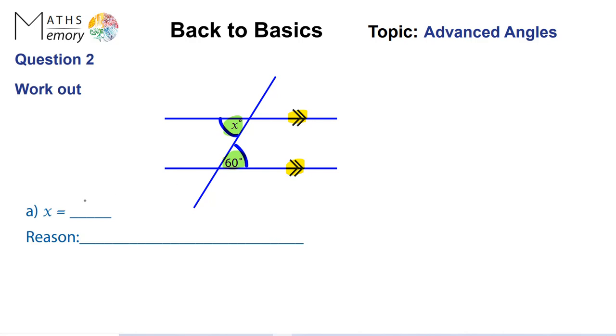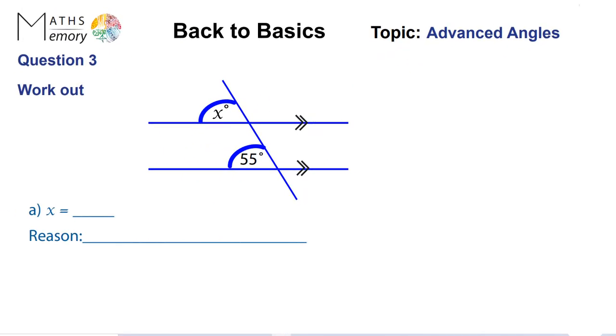Okay, so angle X is 60, and the reason why is alternate. It's always the same as before, alternate. Question 3, back to basics, advanced angles. Let's press pause and draw this set of parallel lines down. Press play when you have done this. So again, we're seeing a set of parallel lines over here with the arrows. Very important you identify that, and we have our base as 55 over here.